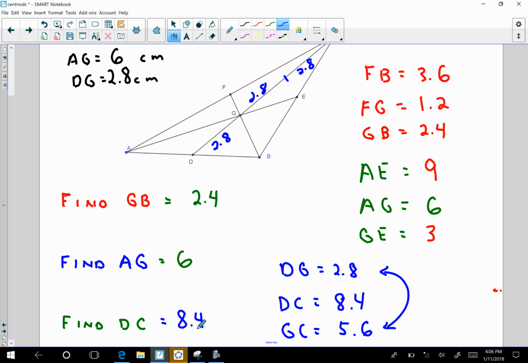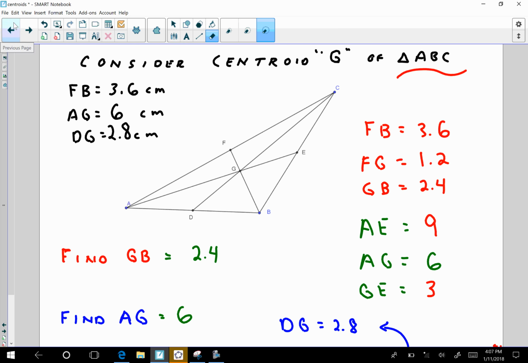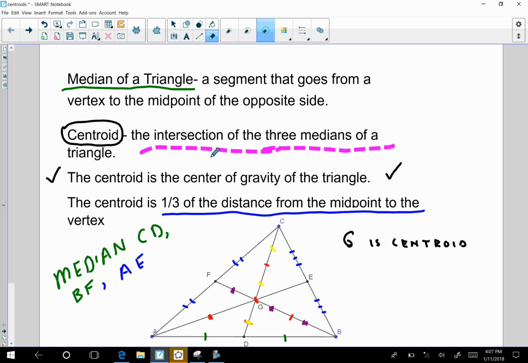So that's a nice little property of centroids: the centroid is 1/3 the distance from the midpoint to the vertex of the opposite side. Some nice little properties of the centroid. The centroid is an amazing point, the center of gravity, and it's going to split that median into thirds.